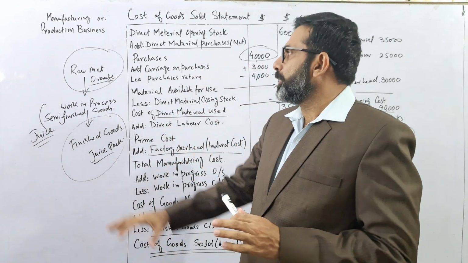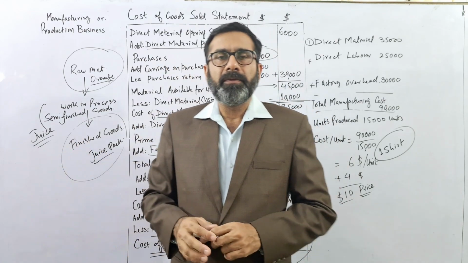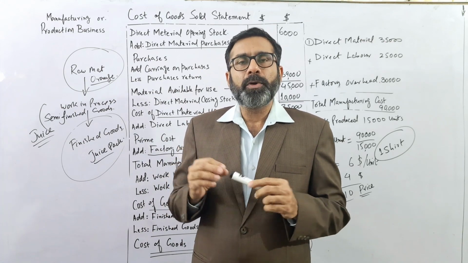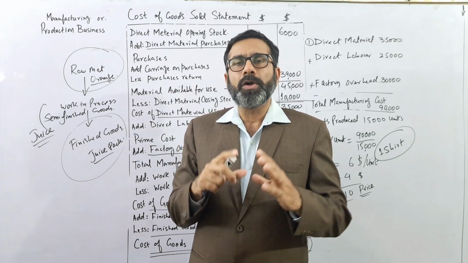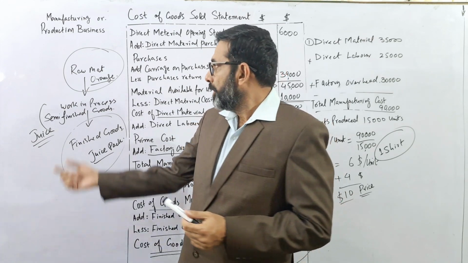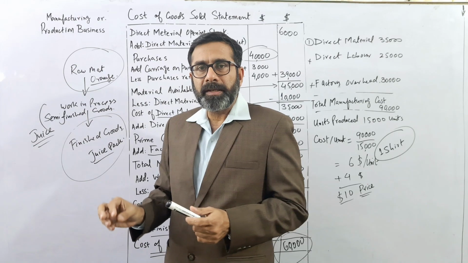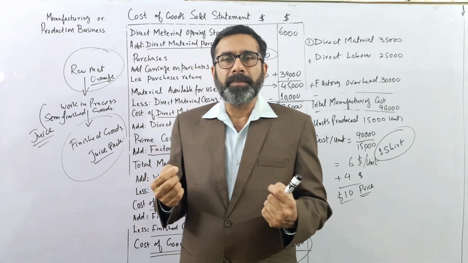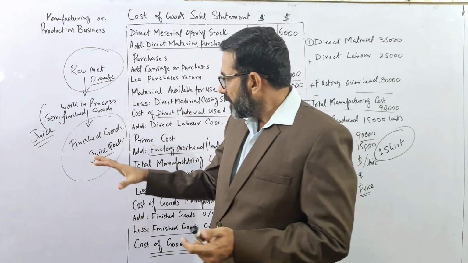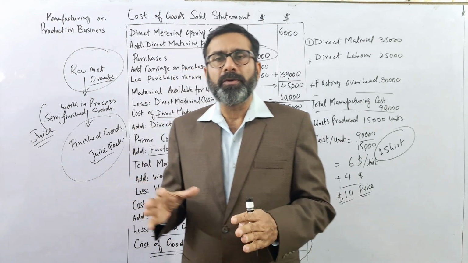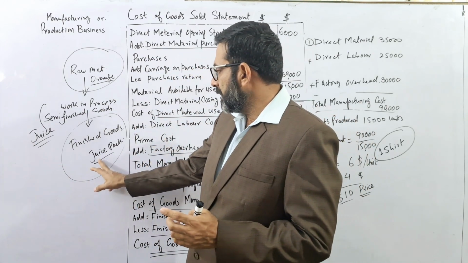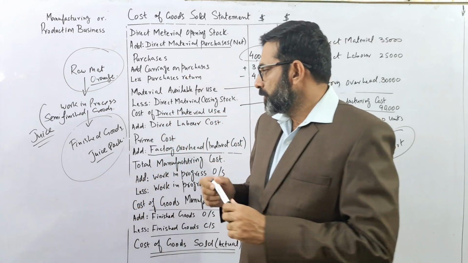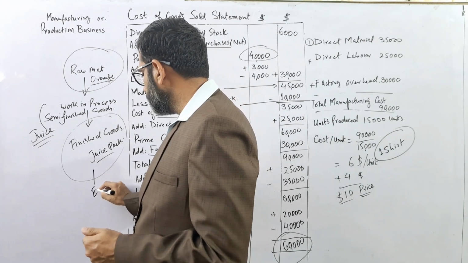As a simple example, consider a company which is manufacturing fruit juice. Let's say an orange juice factory, producing orange juice in bottles or in packs. The basic raw material they need is oranges. And the finished goods, the end product for them, is the packed juice, the orange juice in packs or in bottles.